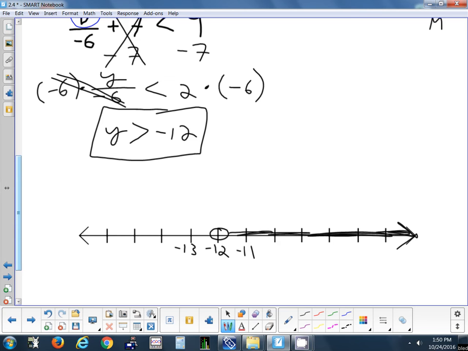So that's all there is to solving multi-step problems. We had to do a little subtraction and multiplication, two things in the same problem. Any questions on that?